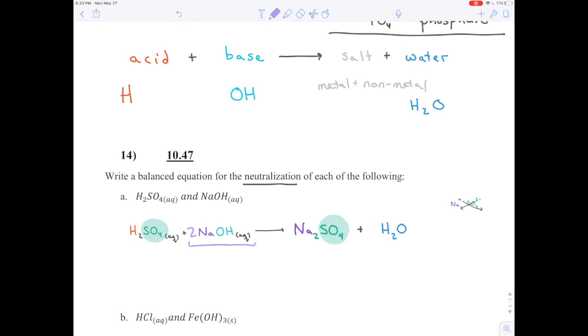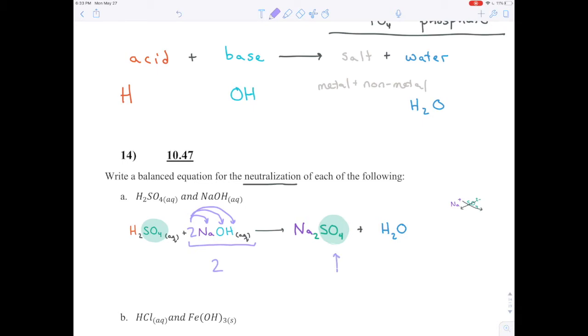On the left, that means that I have oxygen in NaOH. There's only one oxygen in each NaOH. But remember that we have two NaOHs, so you would distribute that 2, and you would have 2 oxygens on the left.